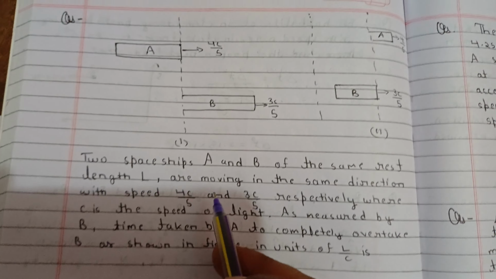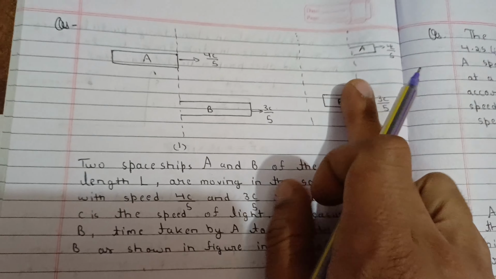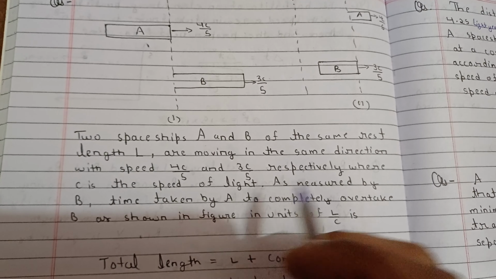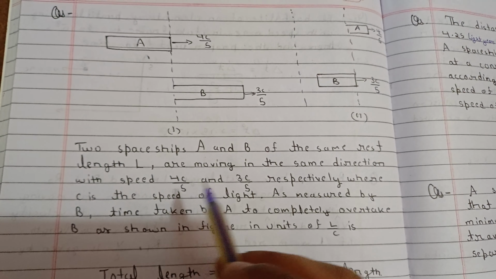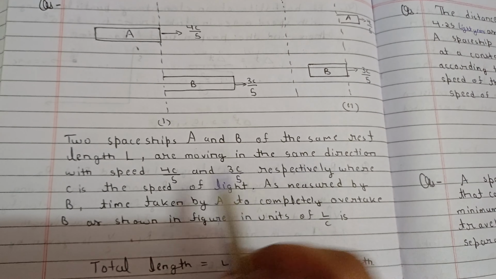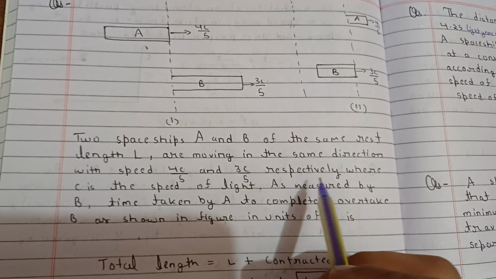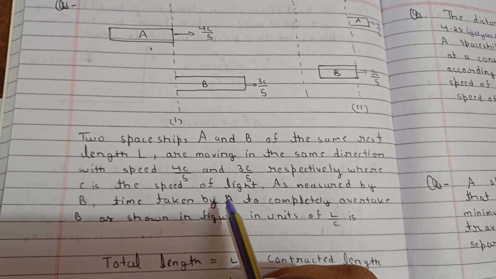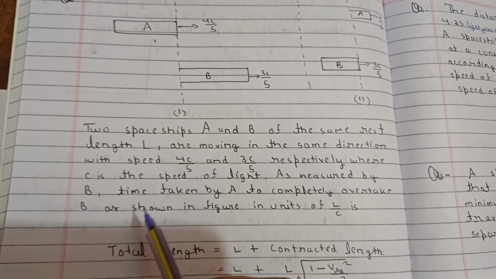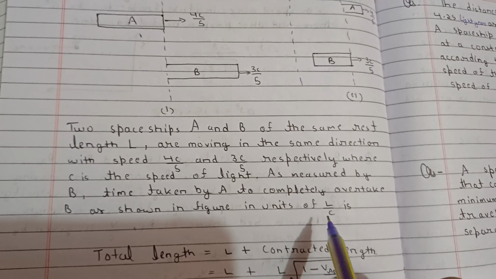Now there is this next question. First see these diagrams given in the question. This is 4c by 5 here. Two spaceships A and B of the same rest length L are moving in the same direction with the speeds 4c by 5 and 3c by 5 respectively, where c is the speed of light. As measured by B, the time taken by A to completely overtake B, as shown in the figure, in units of L by c, is?